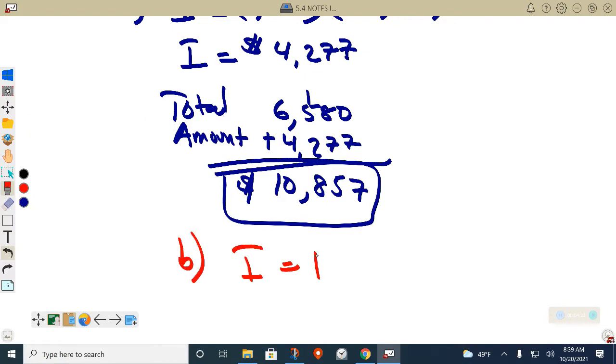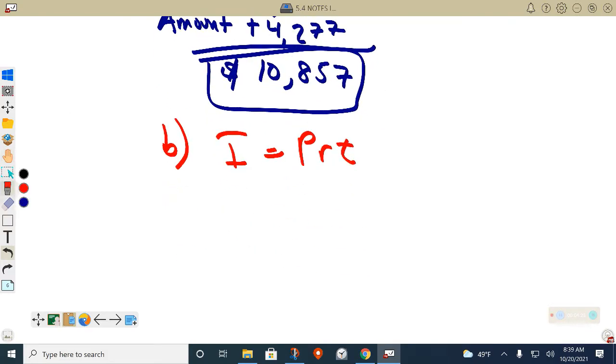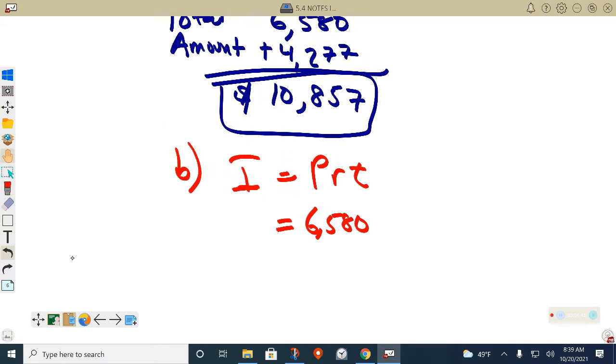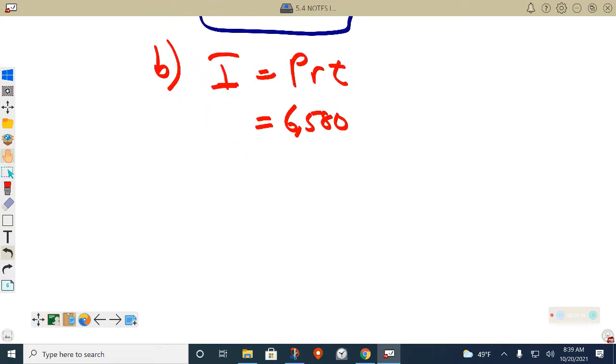Interest equals principal times rate times time. All right, here we go. Now we're going to leave it for 10 months. So 6,580. Yeah, that's your principal. The rate is, again, 0.065. That's the same. How do you do it for 10 months though?